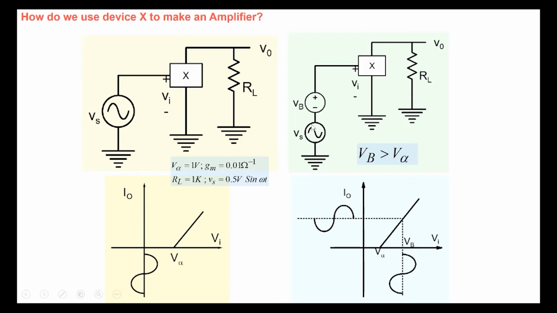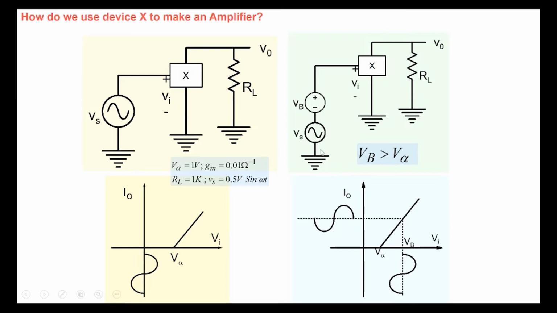Then when you add Vs to it, the net input voltage Vi will increase a little bit beyond Vb and then decrease a little bit below Vb, right? So this is how my actual input voltage will go. For example, we have applied 0.5 volts. If Vb is, let's say, 1.5, this will go from 1.5 to 2 here, and then from 1.5 to 1 volt here, okay?